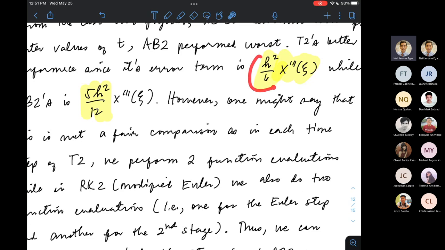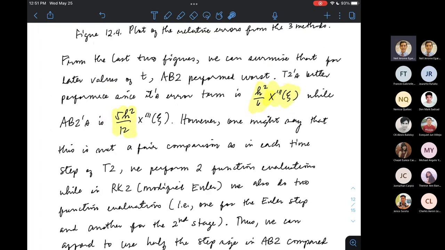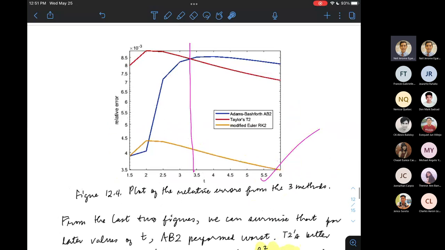So T2 multiplies h squared by 1/6 times a constant, but AB2 multiplies it by 5 over 12 times h squared. 5 over 12 is, I think, around 2.5 times higher than 1 over 6. So it's understandable that in the long run, the relative error of AB2 becomes higher. That's why it's expected. So, going back here, is it worth it? Well, if you think about it, it is not a fair comparison.